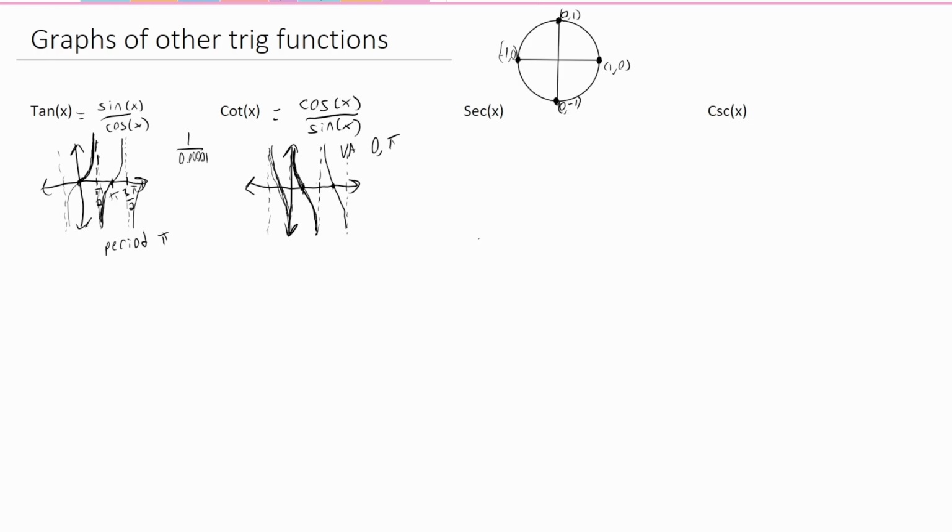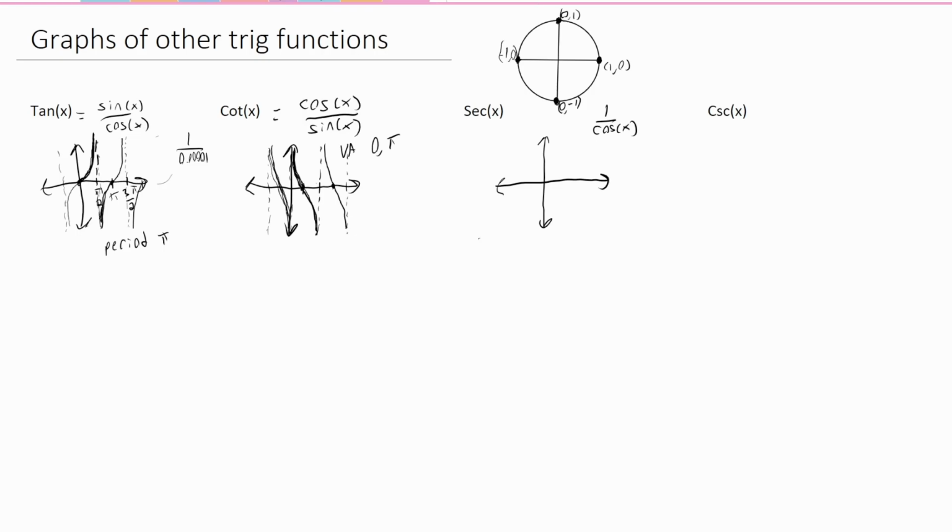So for tangent, our vertical asymptotes were every time cosine was 0. But for cotangent, it's every time sine is 0. And so this difference means that our graphs are going to be essentially shifted versions and reflected versions. Now, if we wanted to look at the graph of secant, secant is the reciprocal of cosine. So this is 1 over cosine.